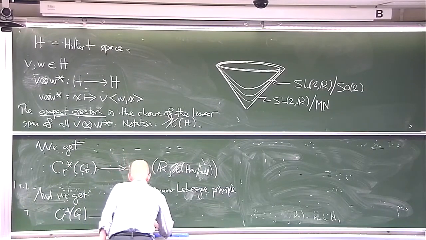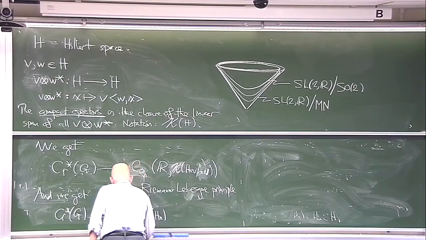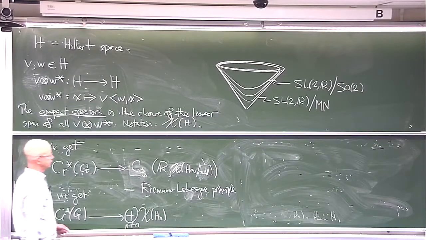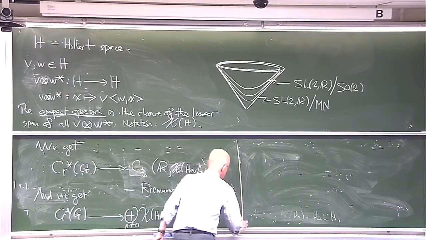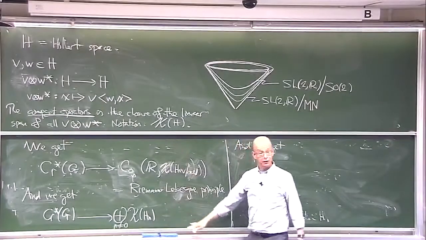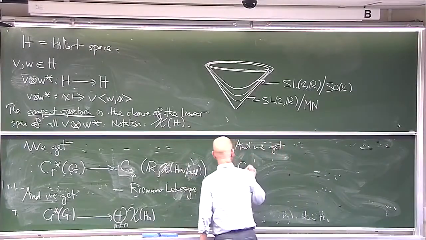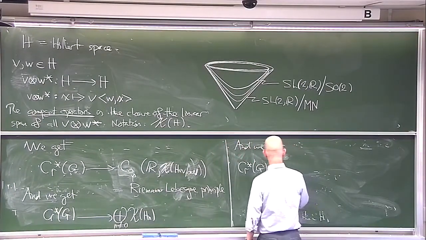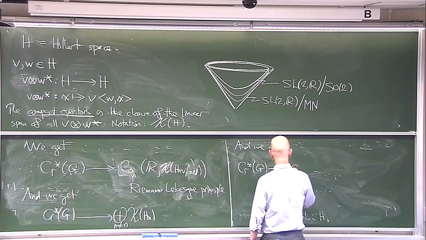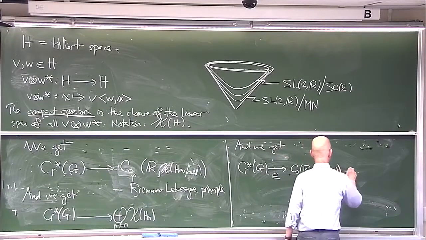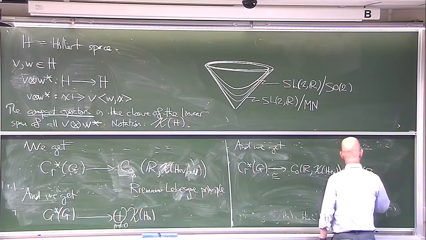Namely, you can package together all of the discrete series into a single C-star algebra homomorphism like this. And now you can package all of these bits together in a natural way. Here are the even fellows. Here are the odd fellows.